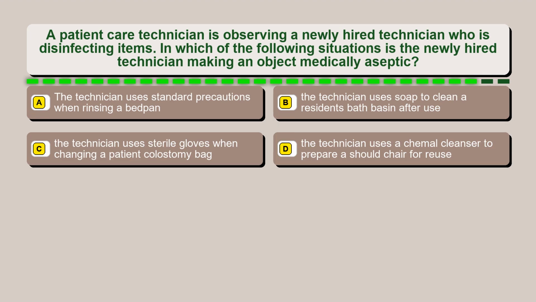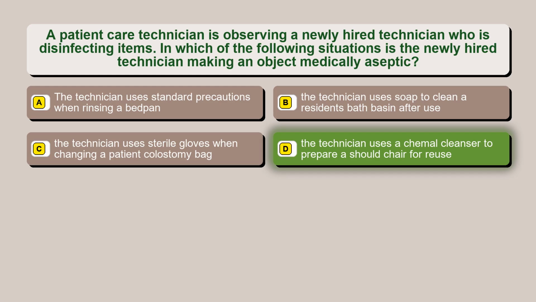Question 22. A patient care technician is observing a newly hired technician who is disinfecting items. In which of the following situations is the newly hired technician making an object medically aseptic? Option A. The technician uses standard precautions when rinsing a bedpan. Option B. The technician uses soap to clean a resident's bath basin after use. Option C. The technician uses sterile gloves when changing a patient's colostomy bag. Option D. The technician uses a chemical cleanser to prepare a shower chair for reuse.